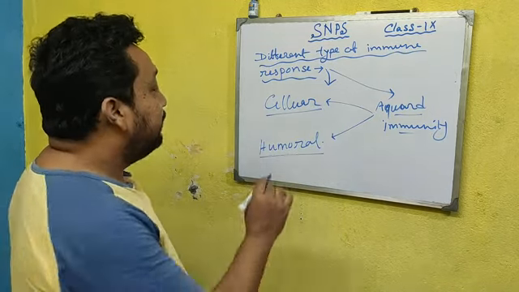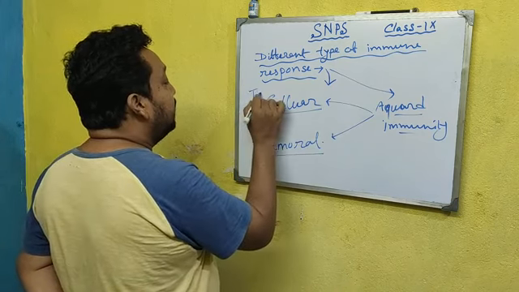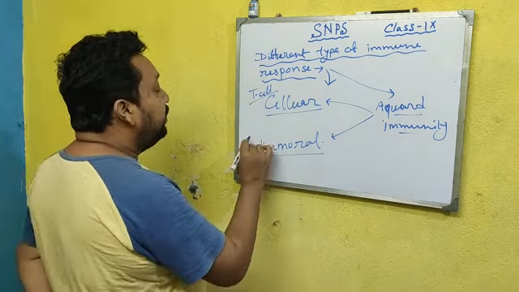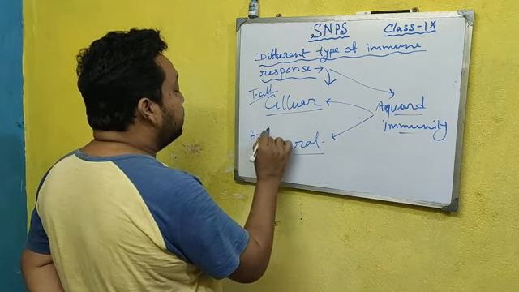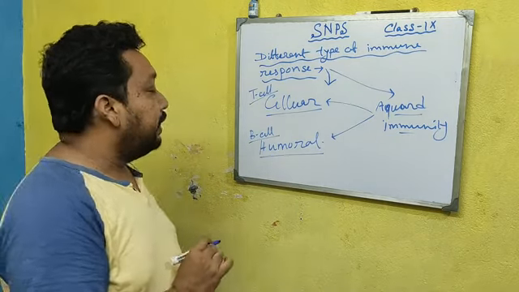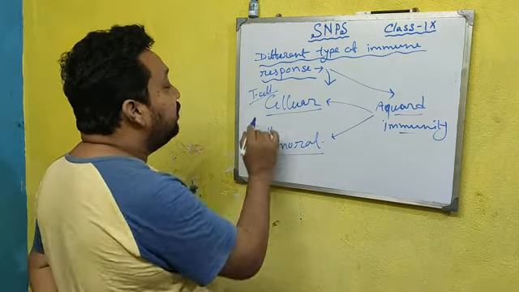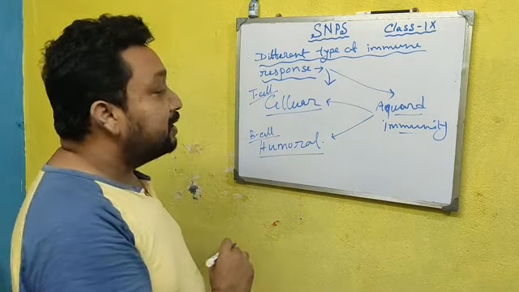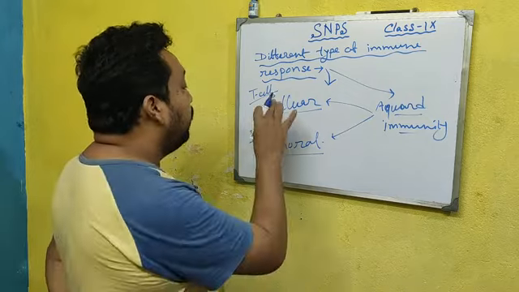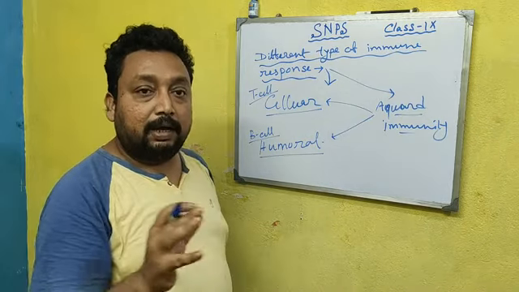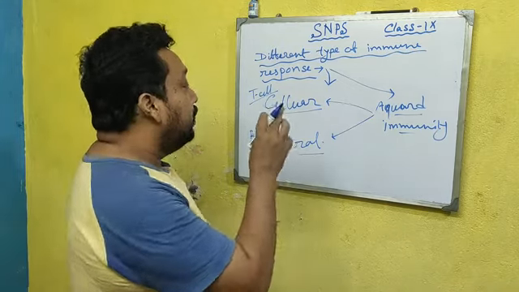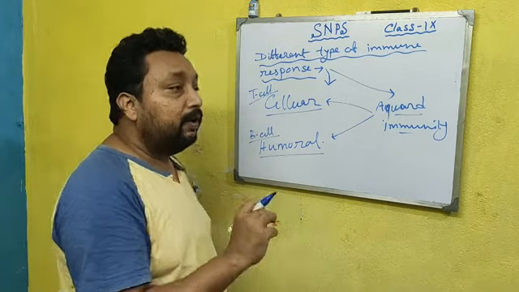Cellular immunity depends upon T cell mediated immunity, and humoral immunity depends upon B cell, that is B cell dependent acquired immunity is known as humoral immunity, and T cell mediated immunity is known as cellular immunity. So before knowing what acquired immunity is and how the cellular immunity occurs, how the humoral immunity occurs, first of all you have to know what is T cell and what is B cell.